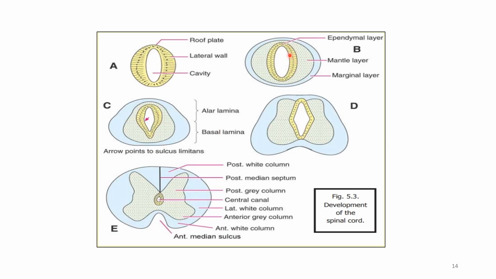You see this ventricular layer eventually converts into the ependymal layer. Then it is the mantle layer and it is the marginal layer. Finally, this is the spinal cord cross section. It forms the H-shaped or butterfly shaped gray matter and white matter. This is the development of the spinal cord.